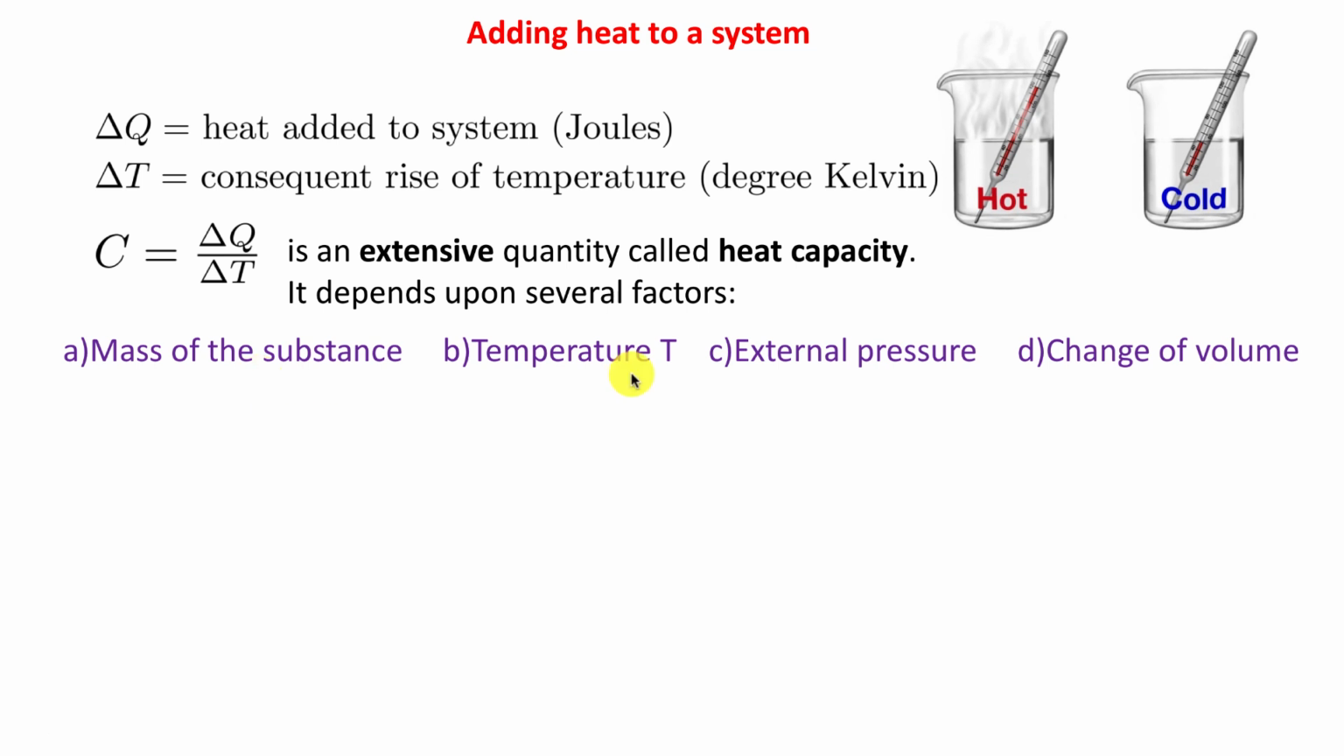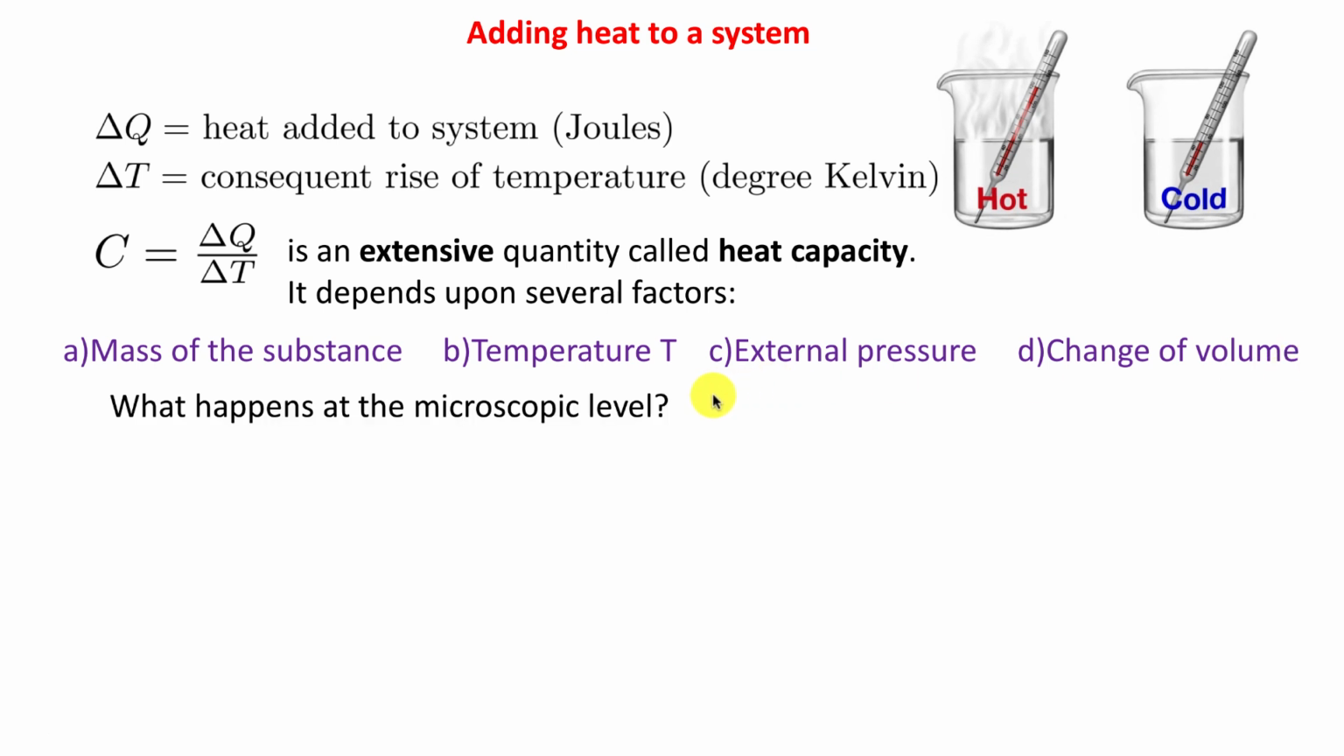Every time that you add delta Q, the temperature will not go up by the same amount delta T. It could be more, it could be less. And that's because most systems are nonlinear. So water at lower temperatures has a different heat capacity as compared to water at higher temperatures. Then the heat capacity also depends upon the external pressure. How exactly? Well, that depends upon what's inside. And then the heat capacity depends on whether you allow the substance to change its volume or not.